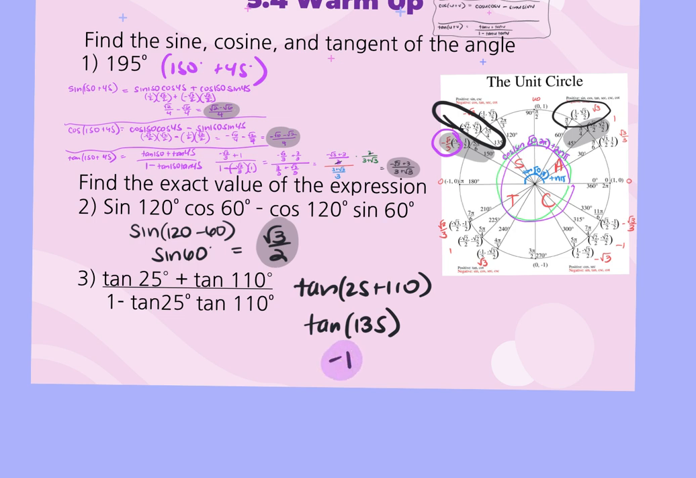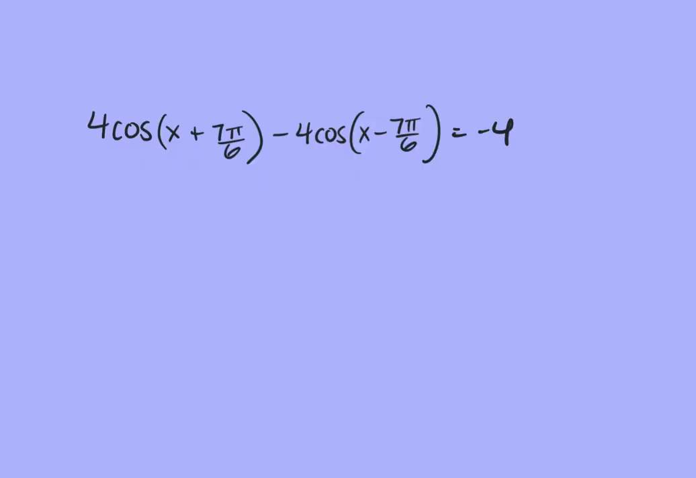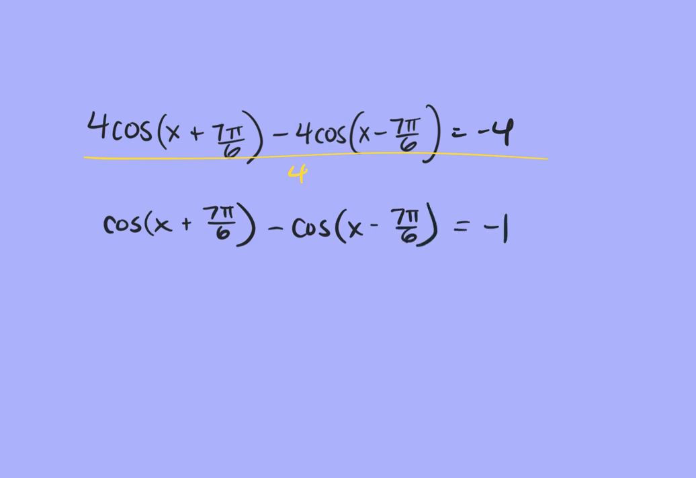Can you fill out the tan on the unit circle? Yep, everything that's on. All right, so first thing is, because they all start with 4, I would have gotten rid of the 4. You don't have to, but just to make it easier, because they were all divisible by 4, and each of you had different numbers there, but they all 3 had the same number. So if I divided by 4, I would have gotten cosine of x plus 7 pi over 6 minus cosine of x minus 7 pi over 6 equals negative 1.